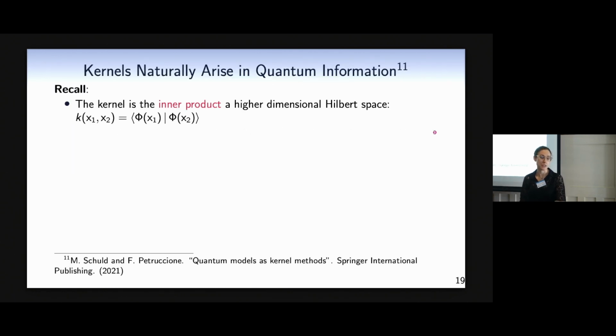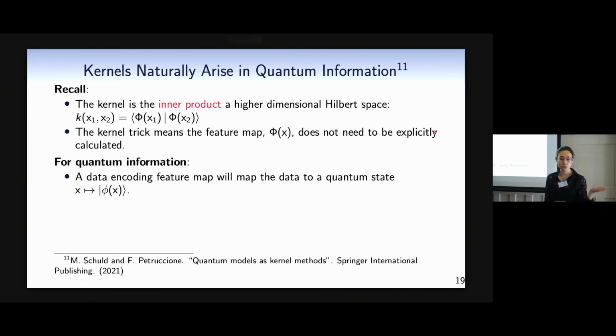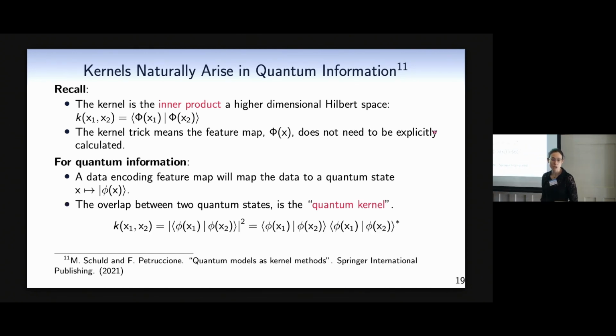But they do naturally arise in quantum information. If you recall, a kernel, a positive semi-definite symmetric function, is an inner product in some Hilbert space. But for classical kernels, the kernel trick means you don't ever need to know what that feature map phi is. For quantum information, we've got quantum Hilbert space. So let's just have the data encoding map into the quantum state. We have a natural inner product there, and then the overlap between your two quantum states is now your quantum kernel.